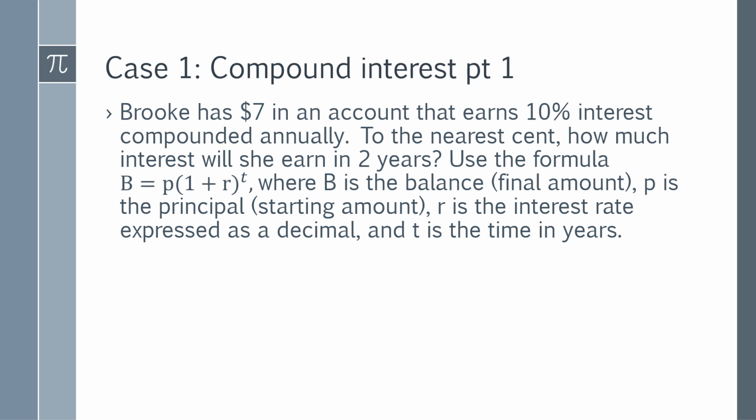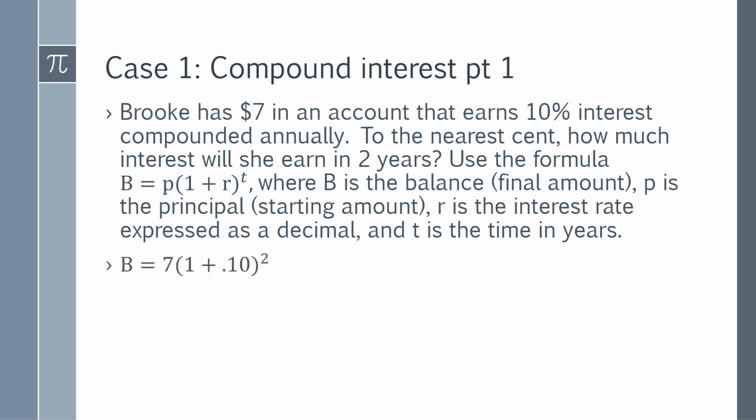Baruch has $7 in the account that earns 10% interest compounded annually. To the nearest cent, how much interest will she earn in 2 years? Use the formula B equals P times 1 plus R to the power of T, where B is your balance, your final amount, and P is your principal, your starting amount, and R is your interest rate expressed as a decimal, and T is your time in years. So we try and figure this all out. All right, so let's do it.